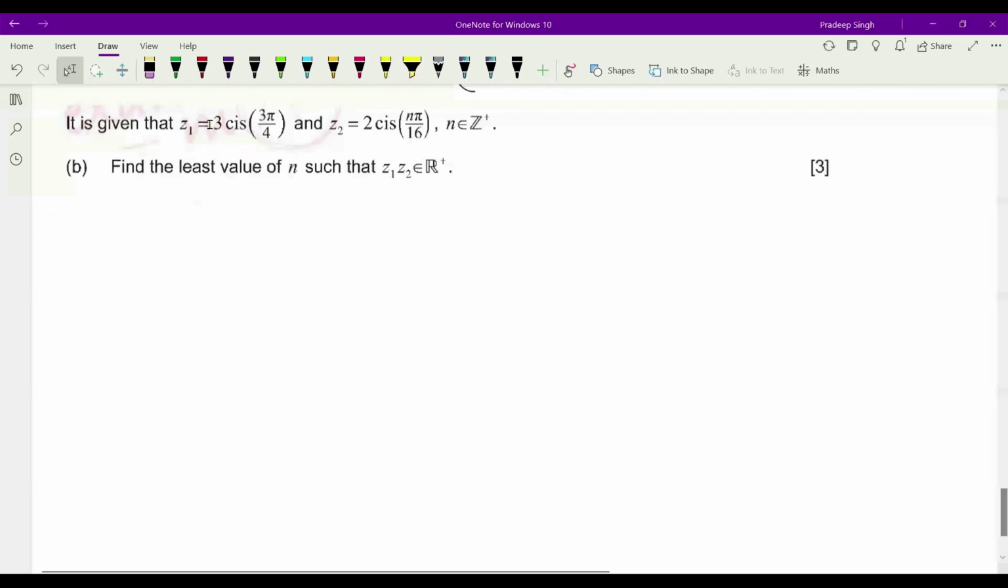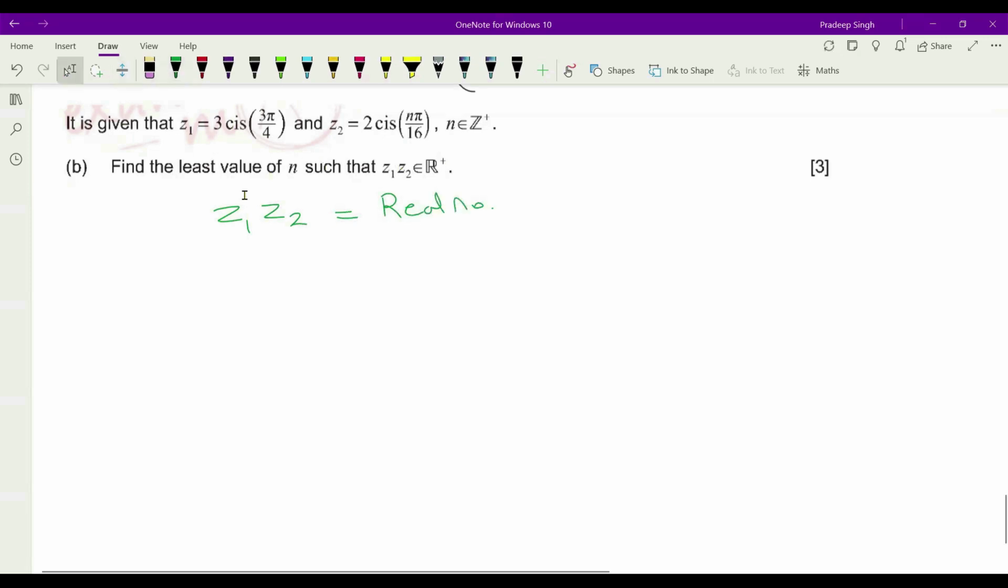They are saying find the least value of n such that when we multiply the two complex numbers z1 and z2, that should be R plus. What does R plus even mean? R is a real number and plus is of course positive. So what they mean is when you multiply the two complex numbers, the end result should be a real number.